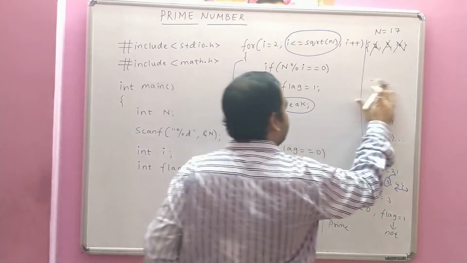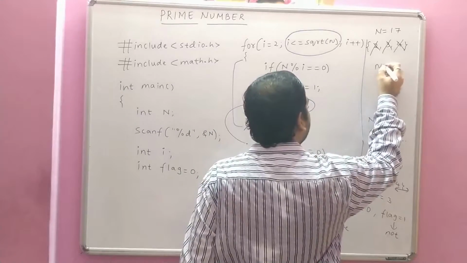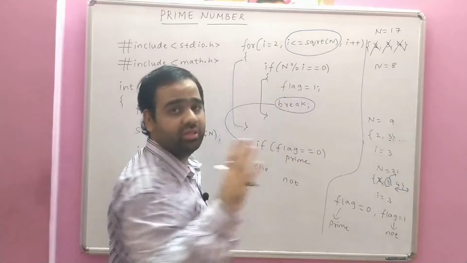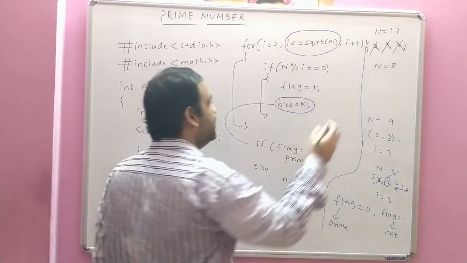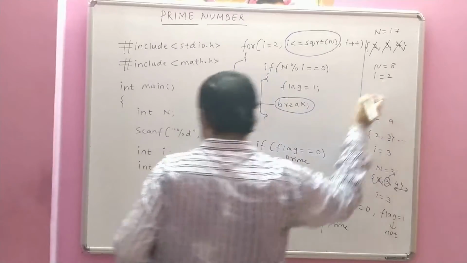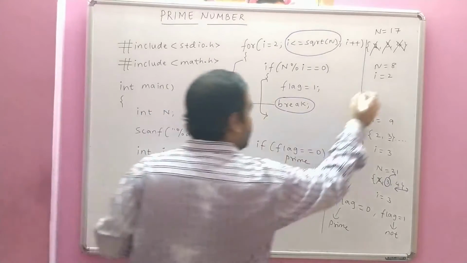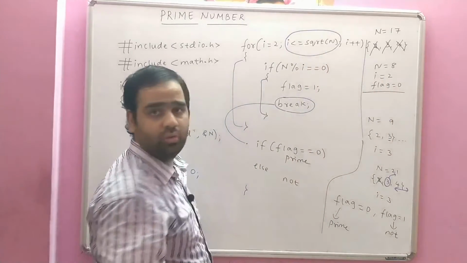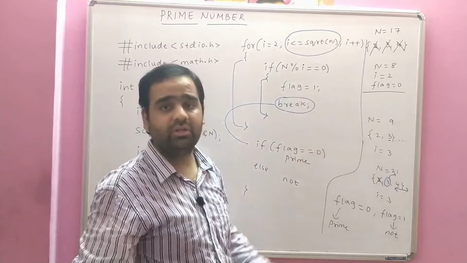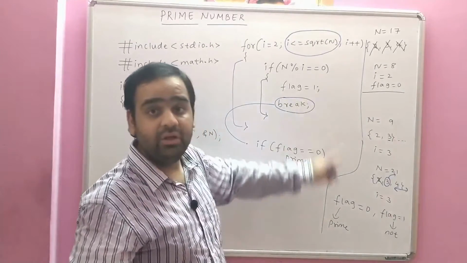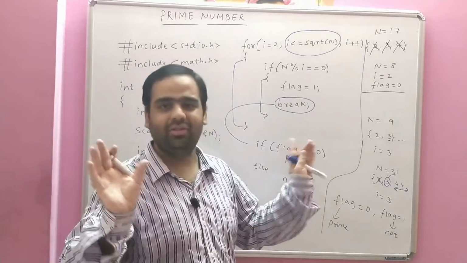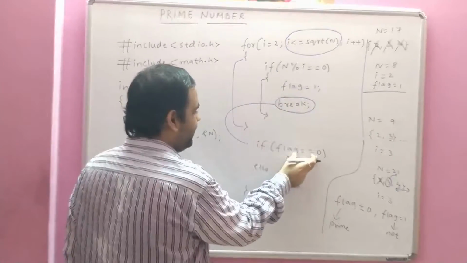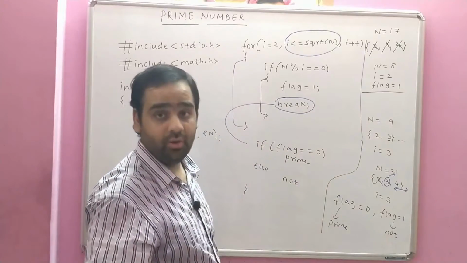How does it work? Now say for example n is equal to 8. Now 8 is not a prime number. Square root of 8 is nothing but 2 point something, it is 2 itself. Now we start i from 2. And what is the initial value of flag? The initial value of flag is 0. Now 2 less than or equal to 2, yes. 8 modulo 2 equal 0, yes. You raise the flag saying that it is not a prime number. You say flag equal to 1. Come out of it, 1 equal 0, no, and it says not a prime number.